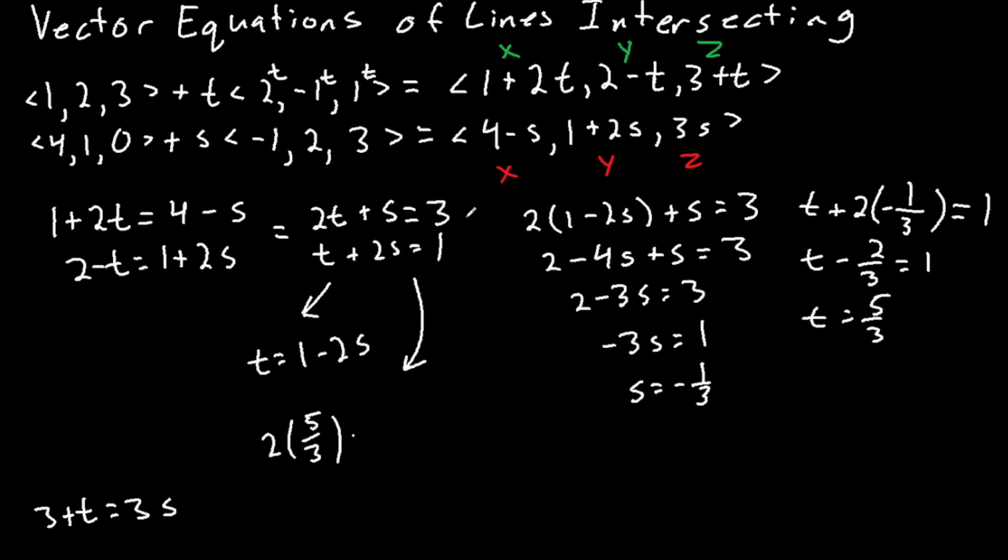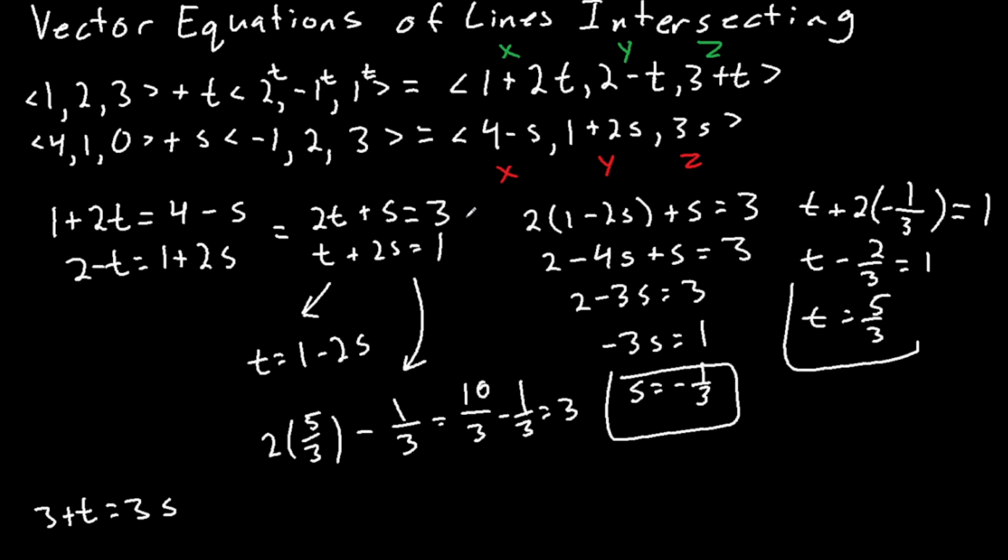2 times 5 over 3 plus, or technically minus 1/3. Then what do we get? We get 10 over 3 minus 1/3, which is equal to 9 over 3, which is 3. So these values are right for these two equations.